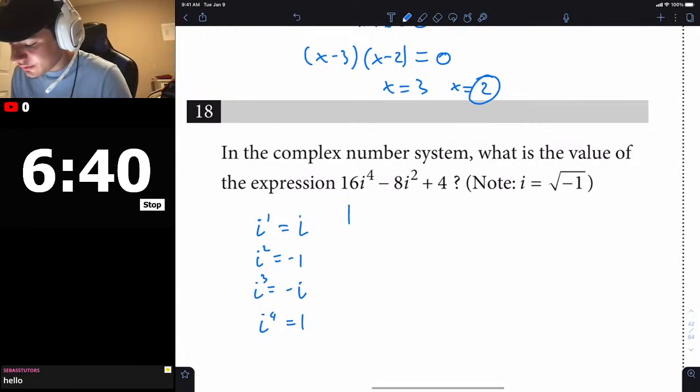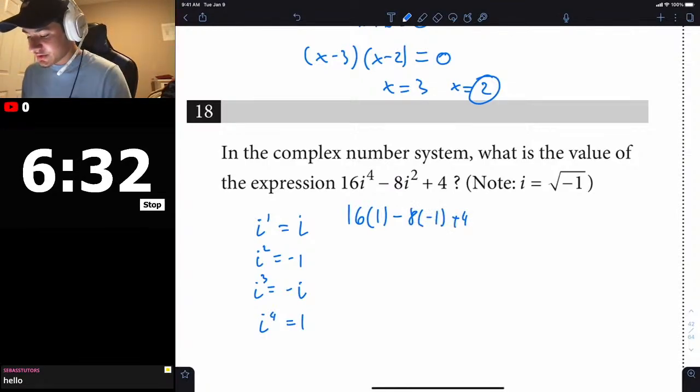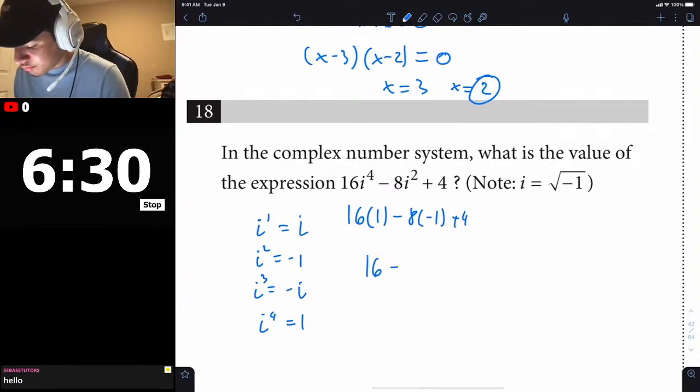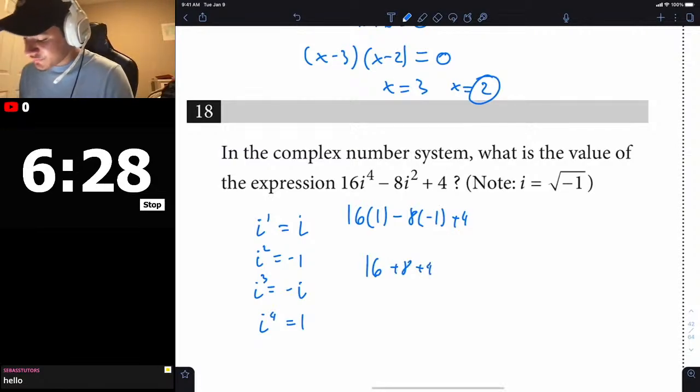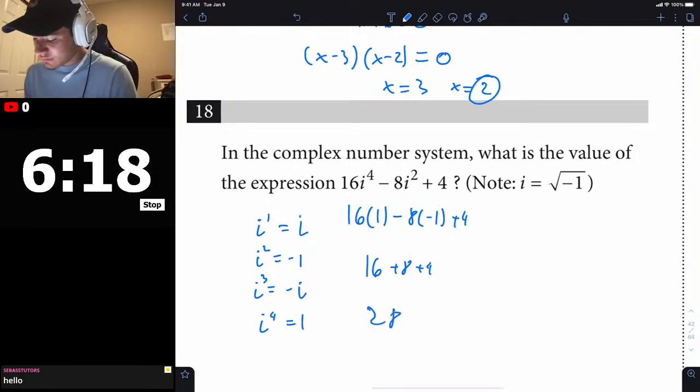So 16 times 1 minus, and then i squared is negative 1, plus 4. So 16 plus 8 plus 4. 8 plus 4 is 12. 16 plus 12 would give me, 16 plus 10 would be 26. So 28.